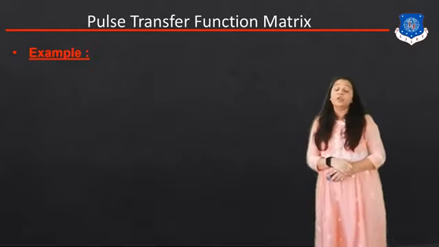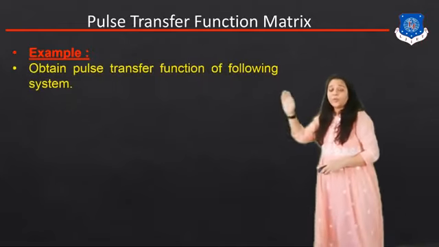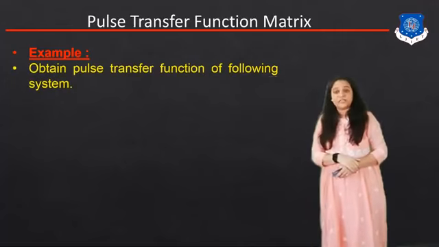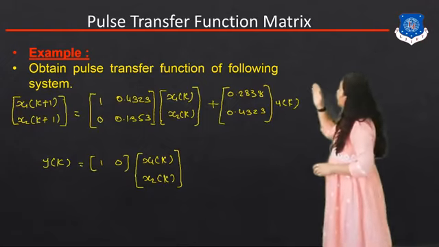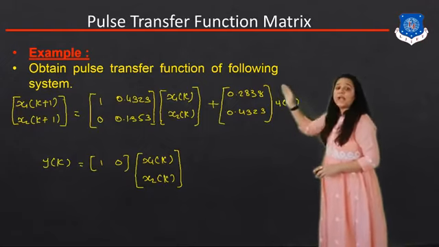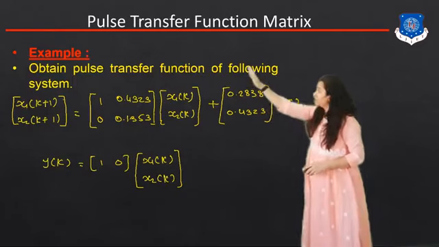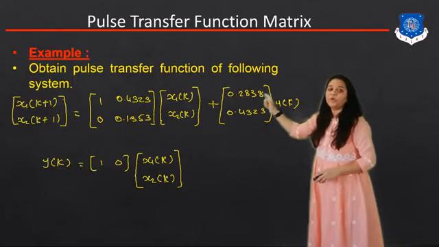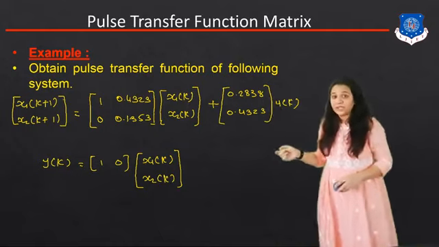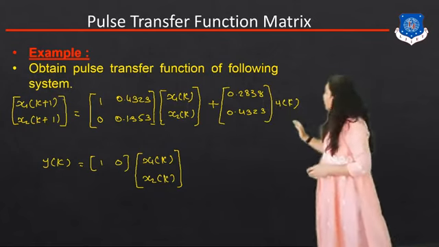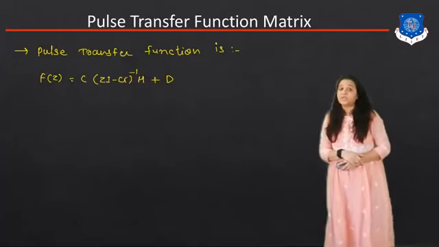Now, an example using the pulse transfer function matrix equation. In the example we have to obtain the pulse transfer function of the following system, and the system is given in discrete form. So they have given x1(k+1), x2(k+1) equal to [1, 0.4323; 0, 0.1353] times x1(k), x2(k), plus [0.2838; 0.4323] u(k), where u(k) is our input signal, and the output equation y(k) = [1 0] [x1(k), x2(k)]. We have to obtain the pulse transfer function matrix.